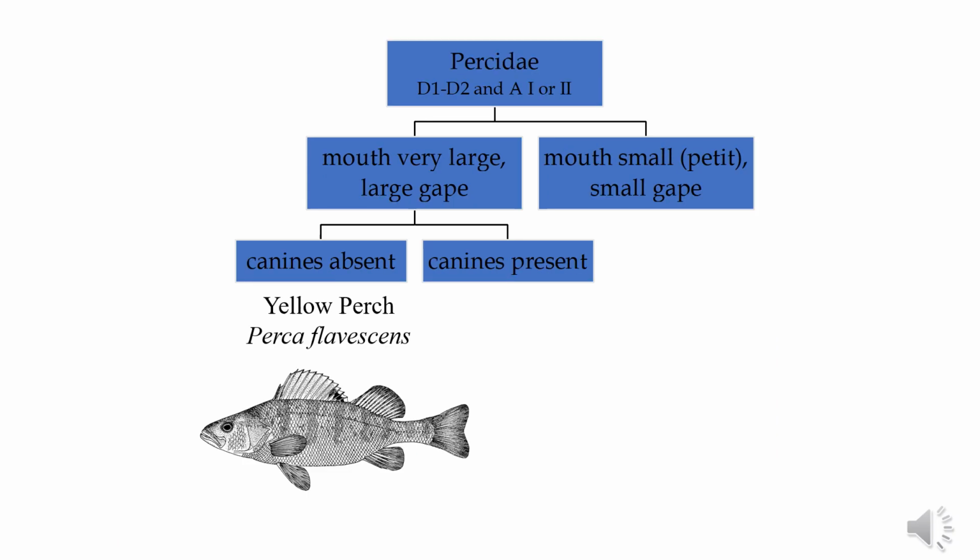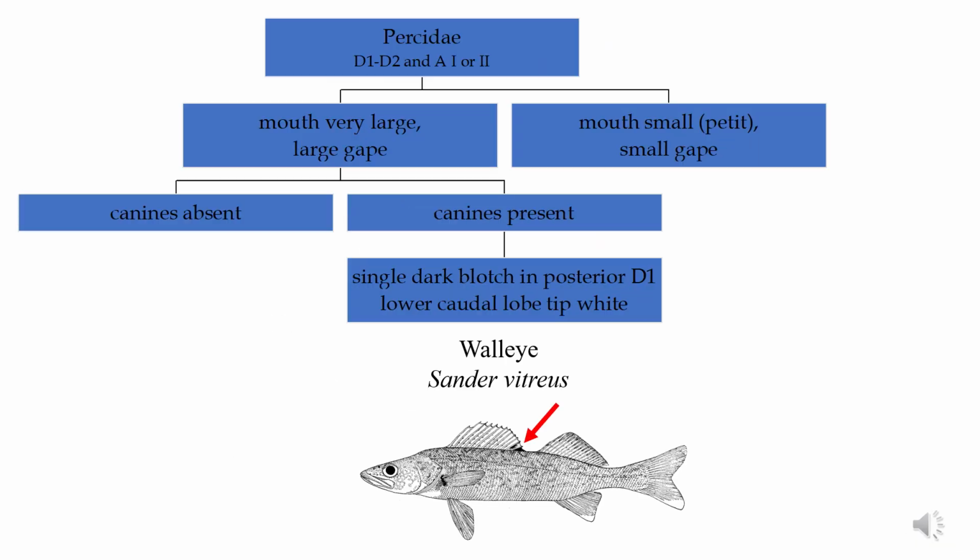Fascinating. So, if your perkid has a large mouth and a large gape, but no well-developed canines, it's the yellow perch, Perca flavescens. Should you have a perkid with that very large mouth, large gape, and it does have canines, you can pretty much be certain you have a walleye. The extreme western portion of the state, Allegheny waters, you may run into a sauger, but unlikely. So anyway, those canines on the perkid will tell you you have a walleye.